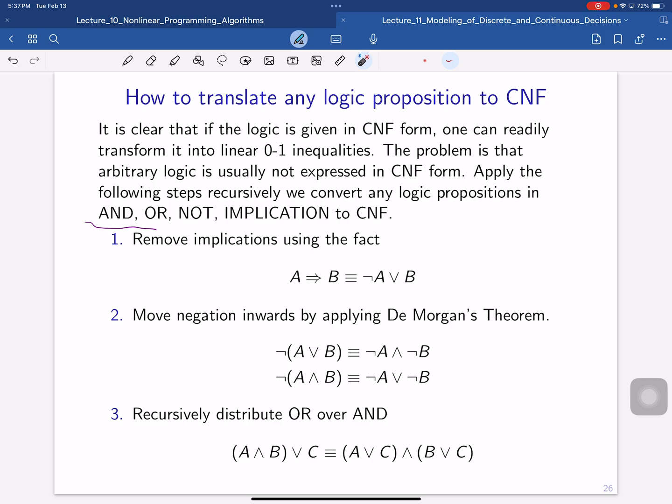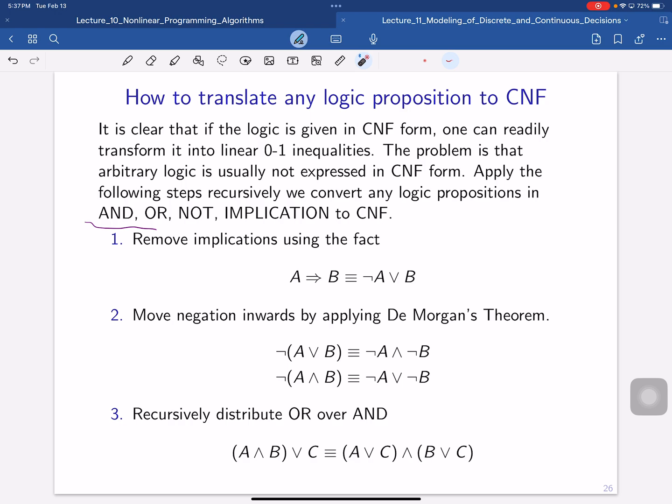because in a CNF, it doesn't have any implication. So you can always remove implications using this fact: the implication A implies B is equivalent to not A or B. So using this fact, you can remove all the implications. If you have some nasty implication, you can apply this fact recursively, okay?